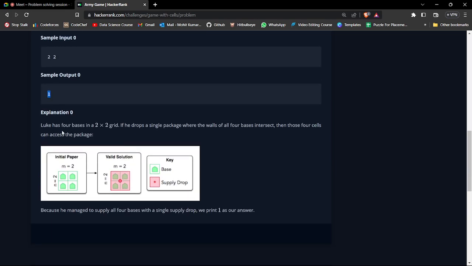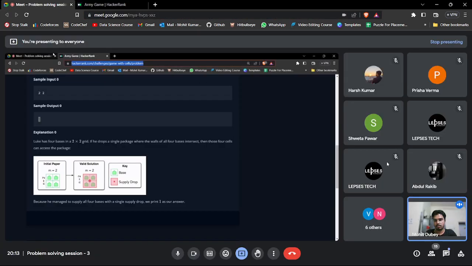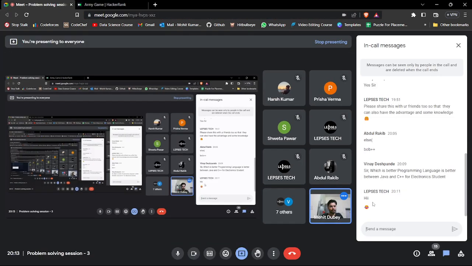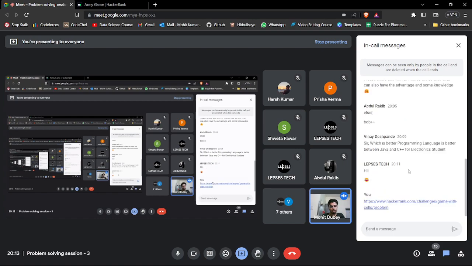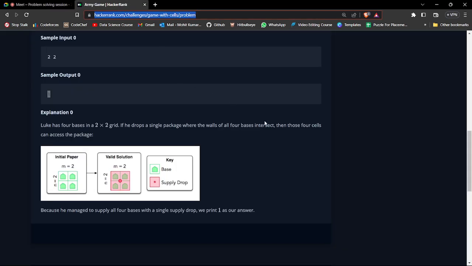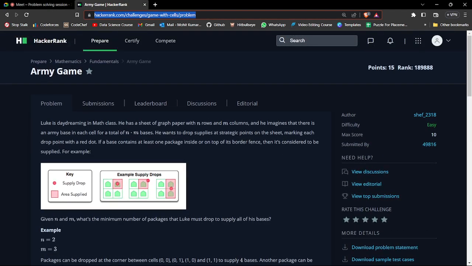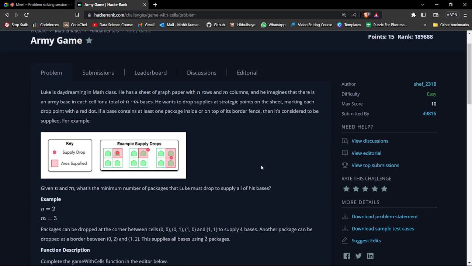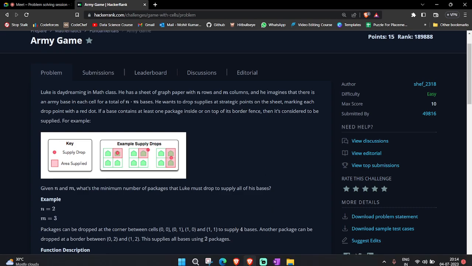The explanation says that Luke has 4 bases in a 2 cross 2 grid. If he drops a single package where the walls of all 4 bases intersect, then those 4 cells can access the package. Well, I'm just sharing you the question. If you guys want, you also may try. But before trying, let's just understand the question first, what it is trying to say. इतना ज़्यादा मैंने भी पढ़ लिया कि मुझे भी खुद समझ में नहीं आया कि चल क्या रहा है. But अभी तक जितना हमने समझा, let's just try to decode it.